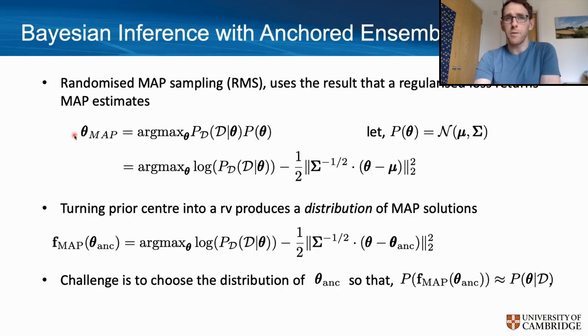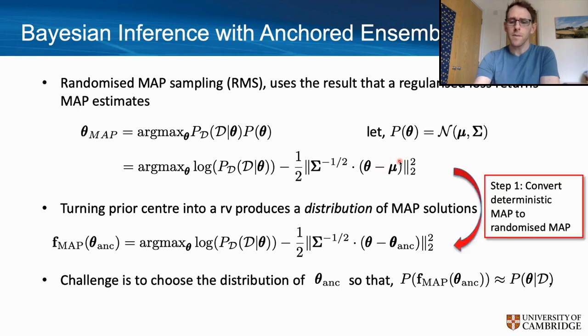If we think about what the maths might look like behind this, the MAP solution is just the argmax of your likelihood times your prior. If we say the prior is a normal distribution and we take the log of this, then you end up wanting to maximize your log likelihood subject to this L2 term. This is where the L2 regularization comes from. But here we've left in a non-zero mean.